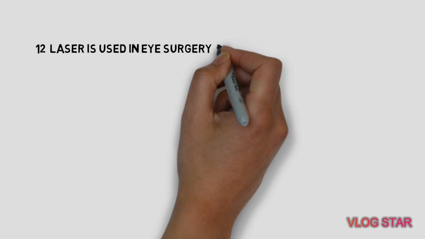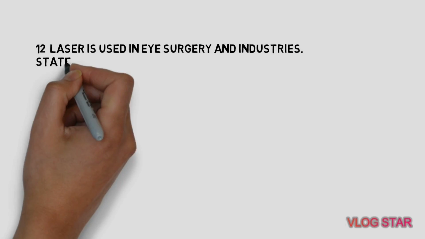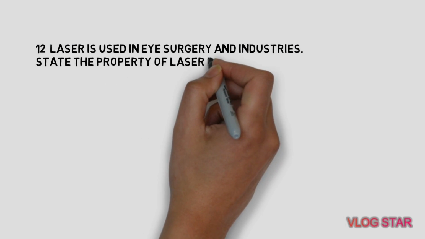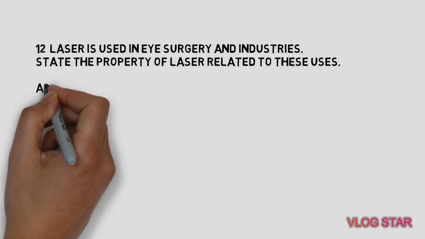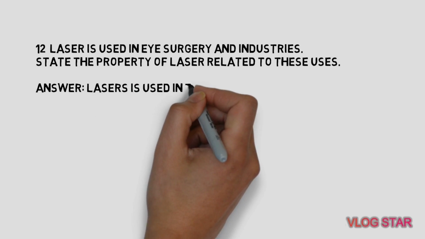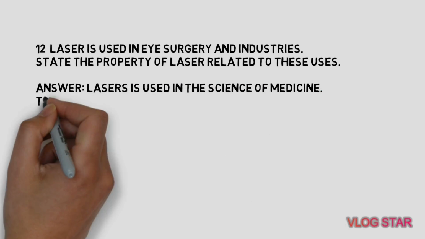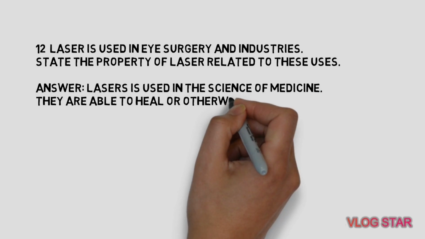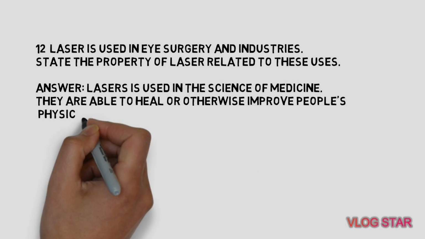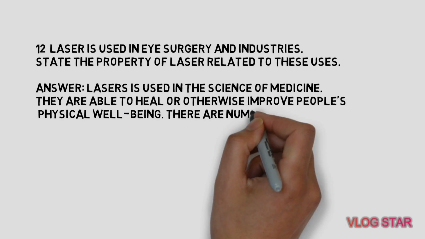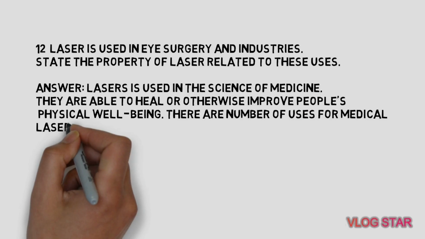12. Laser is used in eye surgery and in industries. State the property of laser related to these uses. Answer: Lasers are used in the science of medicine. They are able to heal or otherwise improve people's physical well-being. There are a number of uses for medical lasers.